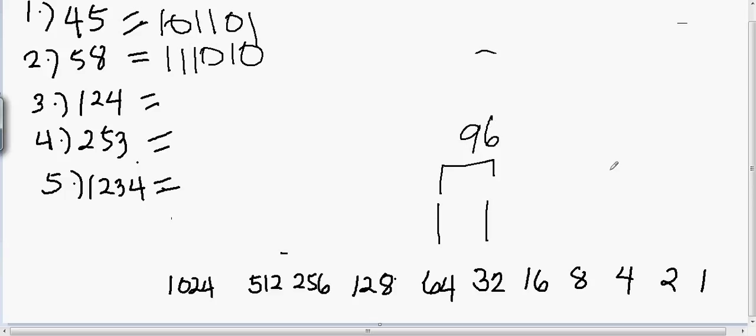So let's try to check if we can add this 16. So let's try 96 plus 16. Okay, let's add this.